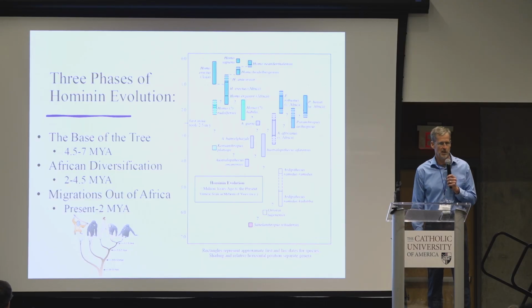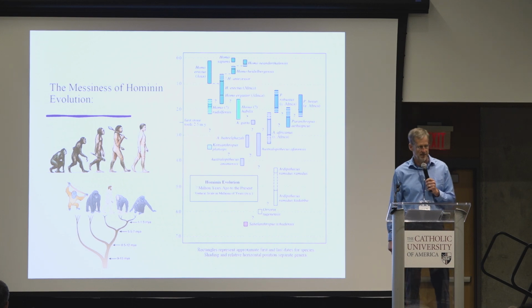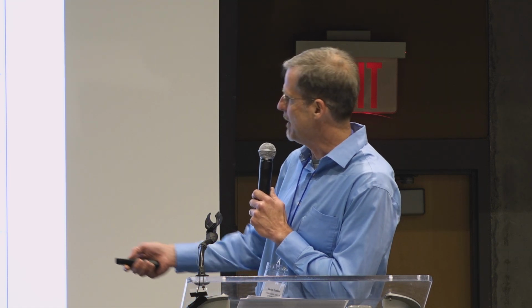Now, one of the things you notice from this picture is there are a lot of question marks, a lot of question marks about how these species fit together. That is the messiness of hominid evolution. I teach these courses to undergraduates. They come in with this idea that, oh, this is how evolution works: a gradually nice, neat, linear A goes to B, goes to C, goes to D. And that's not the case at all.